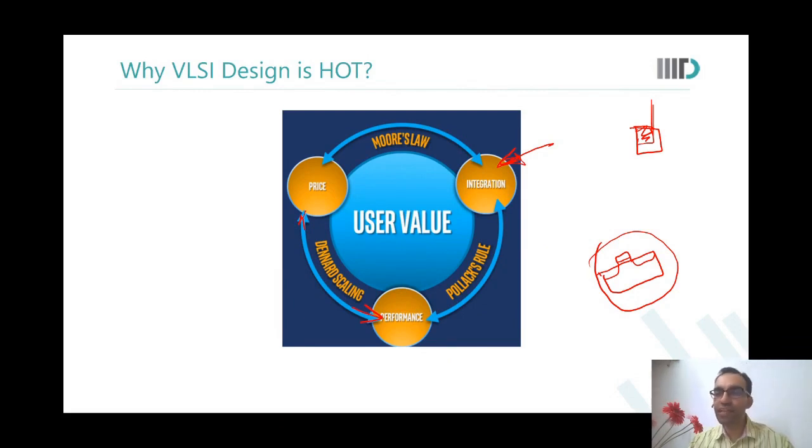That with every shrink in technology, when linked with Moore's law, it may mean that not only will your devices become cheaper, they will also perform faster. Okay. And then there is another rule, Pollack's rule, which said that as you integrate more and more stuff on your die, the performance would improve.